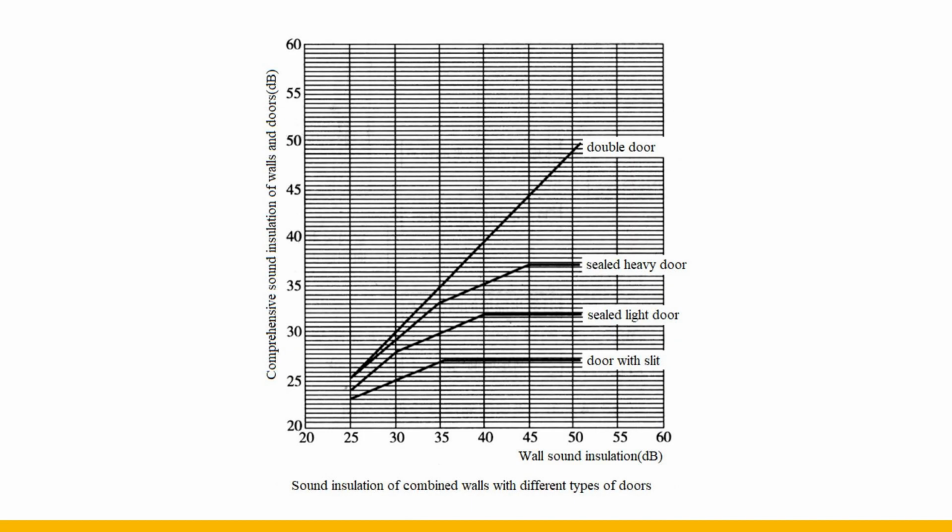This figure gives the composite wall sound insulation for different types of doors. As can be seen from the figure, sealing and quality are beneficial to improve the sound insulation of the combination door. When the sound insulation of the door reaches a certain value, the sound insulation of the composite wall will not increase.